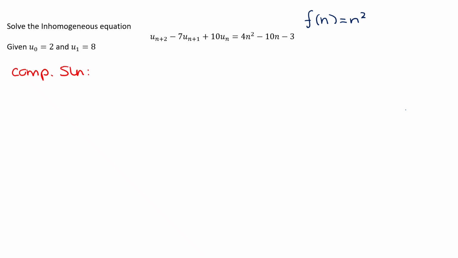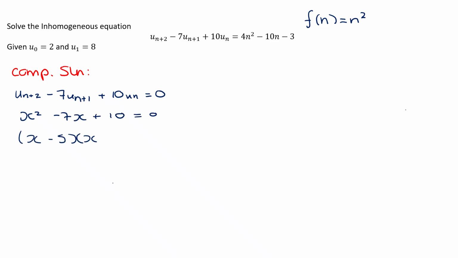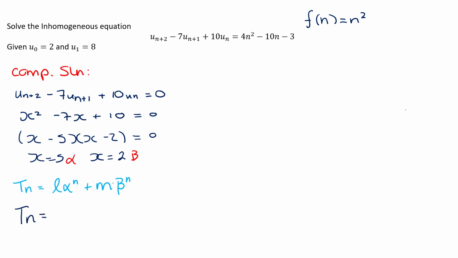Our complementary solution is going to work with our u n plus 2 minus 7 u n plus 1 plus 10 u n equals 0. So that's going to be x squared minus 7x plus 10 equals 0. That's x minus 5, x minus 2 equals 0. So our roots are x equals 5 and x equals 2. That becomes my alpha and my beta, and I'm using my Tn. Let me go with a slightly different color. Tn is equal to L alpha to the power of n plus m beta to the power of n.